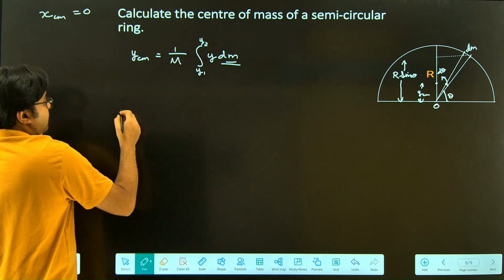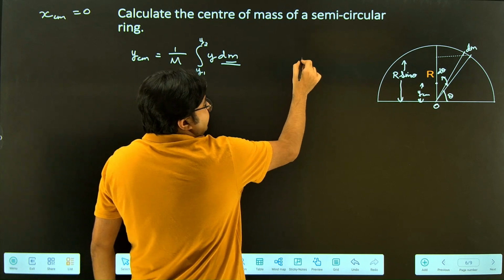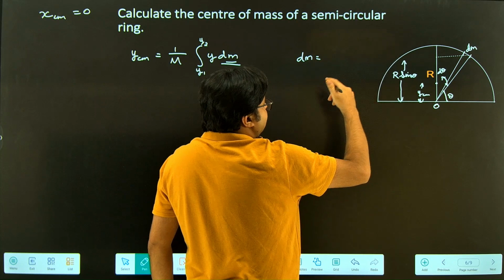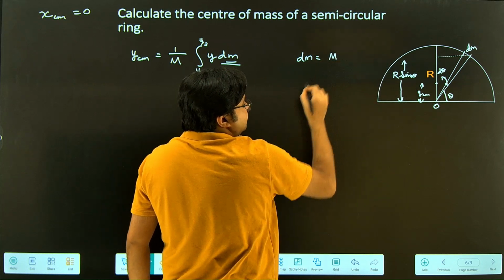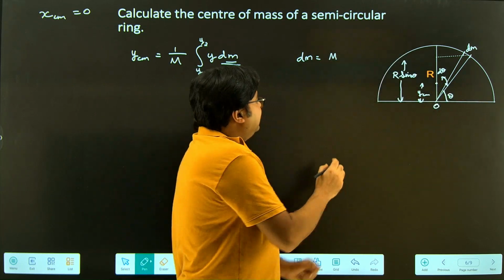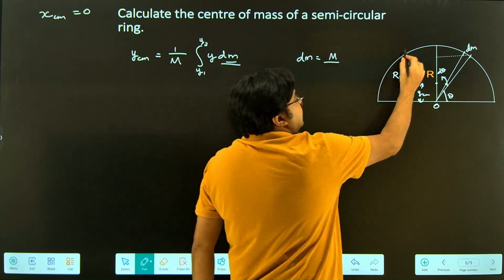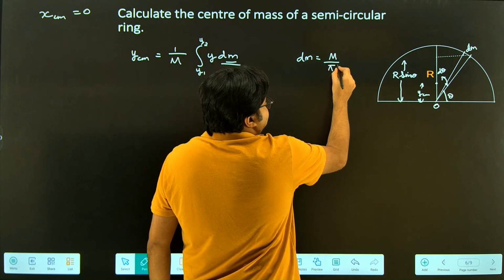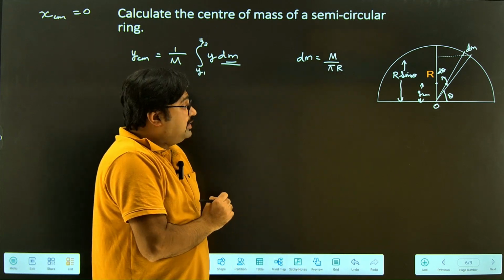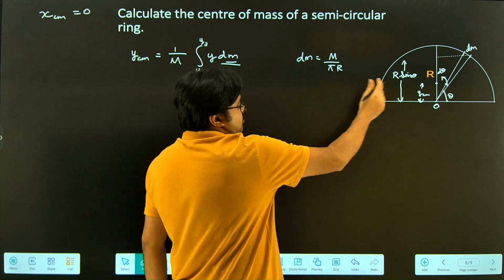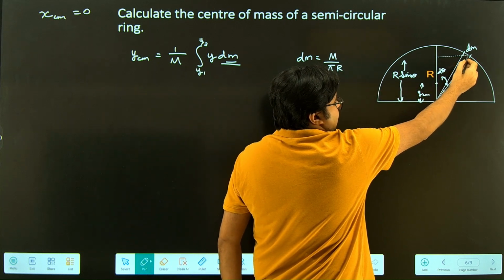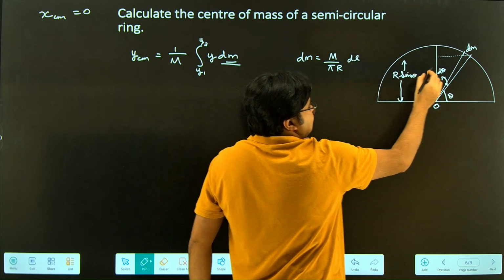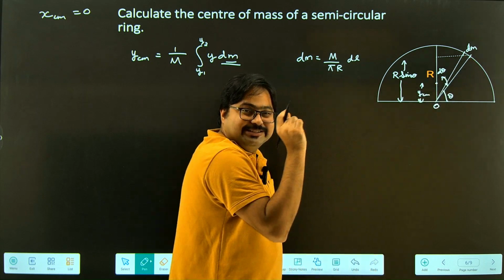Now, having understood that the y coordinate of that tiny bit of mass is r sin theta, we can substitute it here. But before we do that, let's also figure out what is dm. Dm is that tiny fragment of that particular semicircular ring, and it can be written as the total mass of the ring, which is m, divided by the total length across which that mass is distributed. You see, it's half the circumference, so you can write it as pi times r, multiplied by the length of this particular dm, and the length can be written as dl. dl is the length across which this dm is distributed.